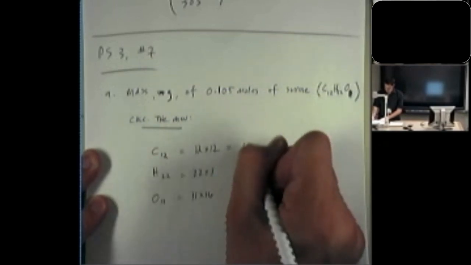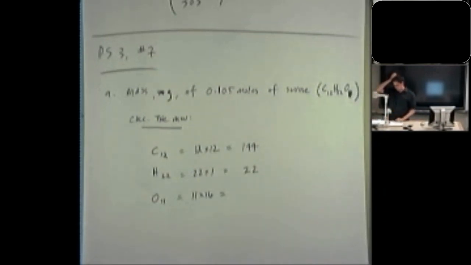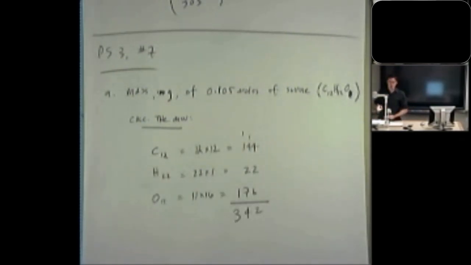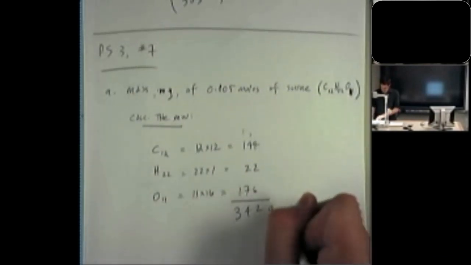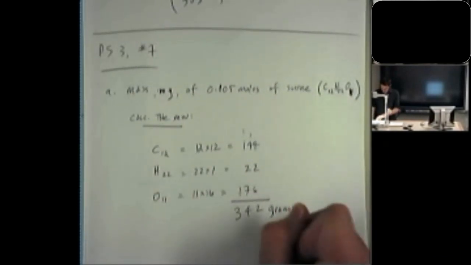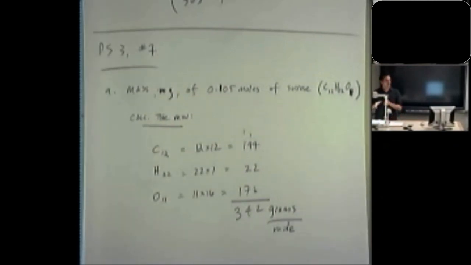12 times 12 is 144. I still remember my times tables from third grade. 22 times 1 is 22. And 11 times 16, I have no clue. 176. Thank you. If I add all of these together, I get 342. Remember that the units on a formula weight are grams per mole.